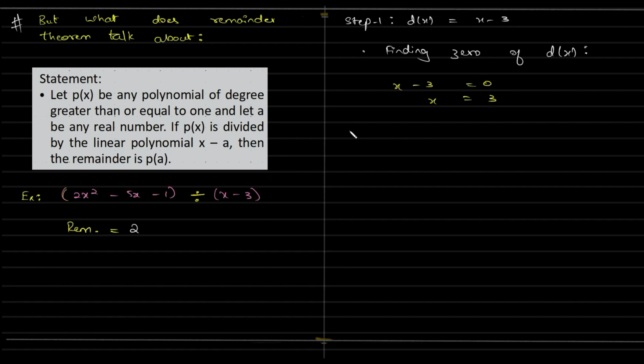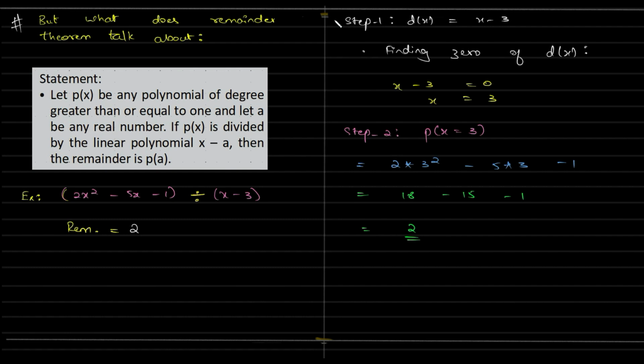So step 2 is you substitute this value. So substitute x is equal to 3 in your p of x. So what will we get? In place of x, we are writing 3. So 2 into 3 square minus 5 into 3 minus 1. So this is equal to 18 minus 15 minus 1. So this is equal to 2. So we got the same remainder, right?